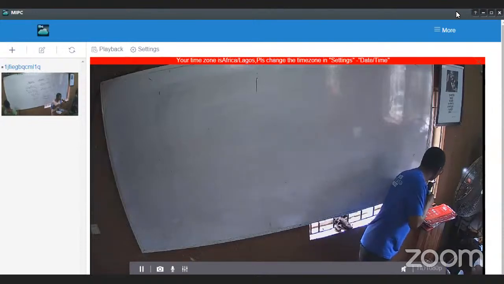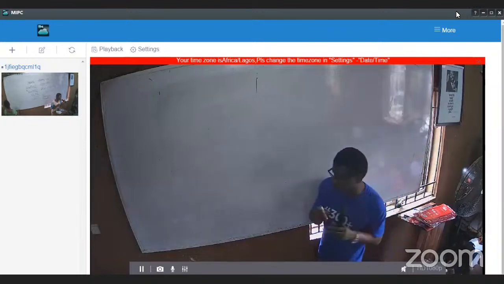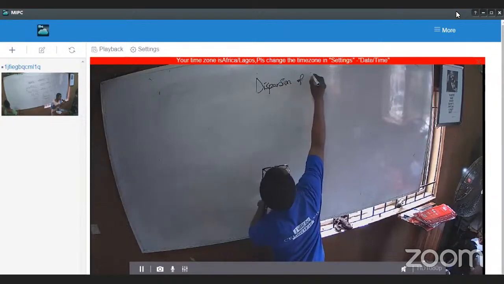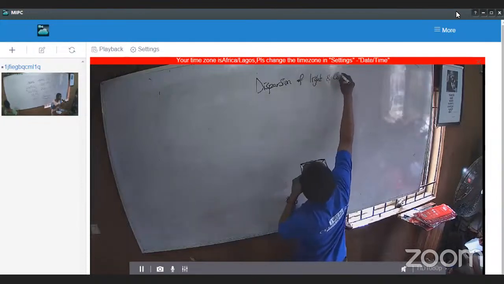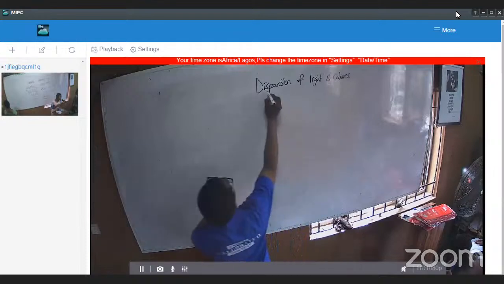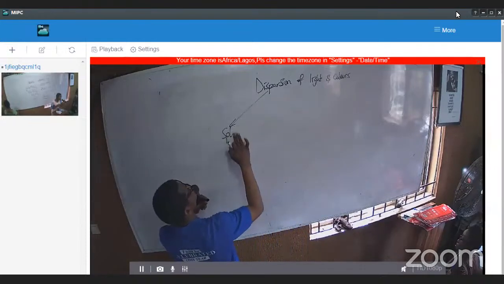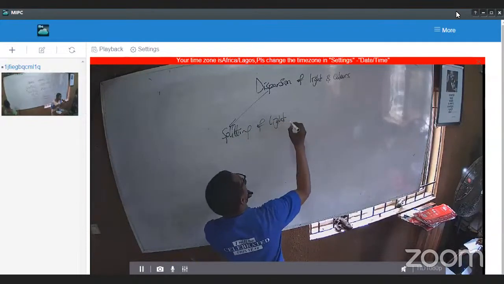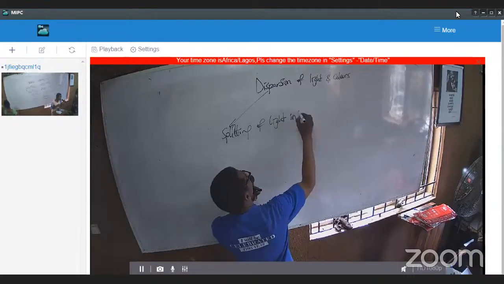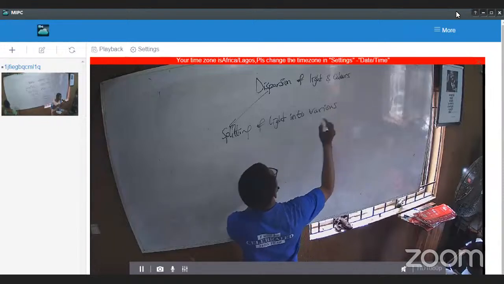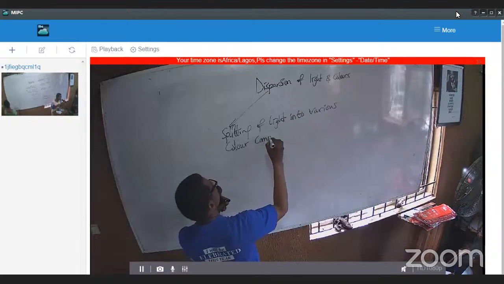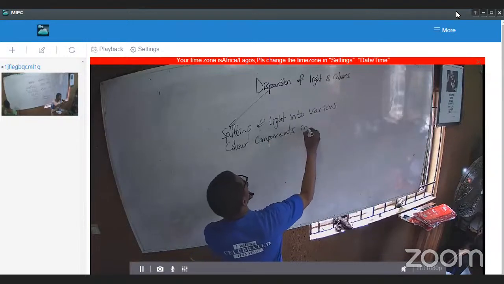So that's the end of that topic. Quickly, we move on to the last topic in light, the dispersion of light and colors. What is dispersion? Splitting of light into various color components in a prism.